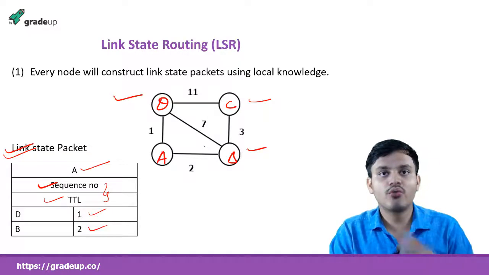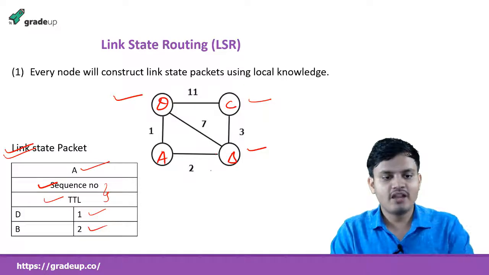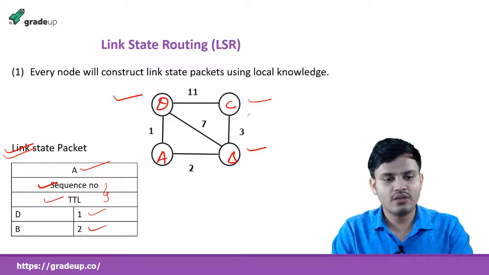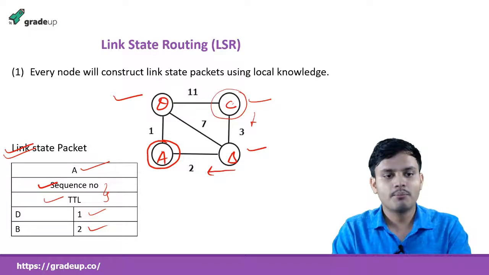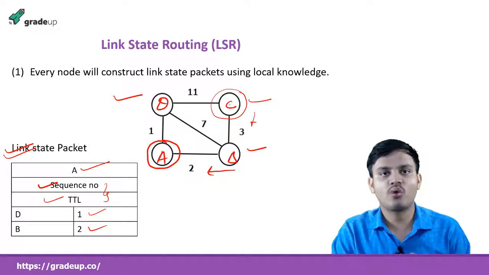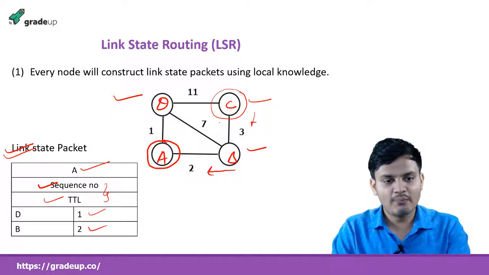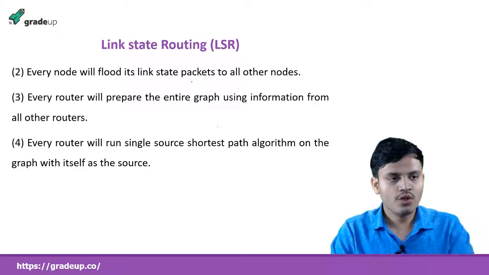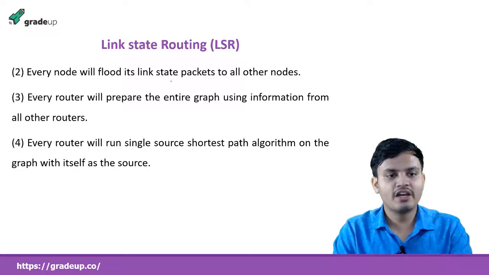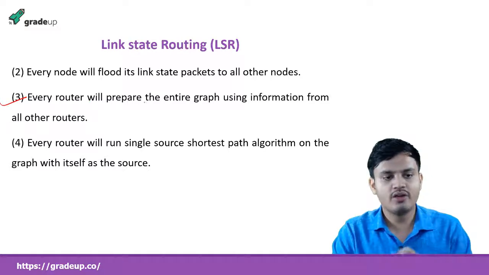Now they are going to flood their packets. That means everyone floods their packet. So it will flood it here. Then when B gets this packet, B will pass it another way. Earlier we saw that there is no way A gets the packet from C. But here in link state routing, A will get the packet from C also. So every node will flood its link state packet to all other nodes. Now every router will prepare the entire graph using information from all the routers.